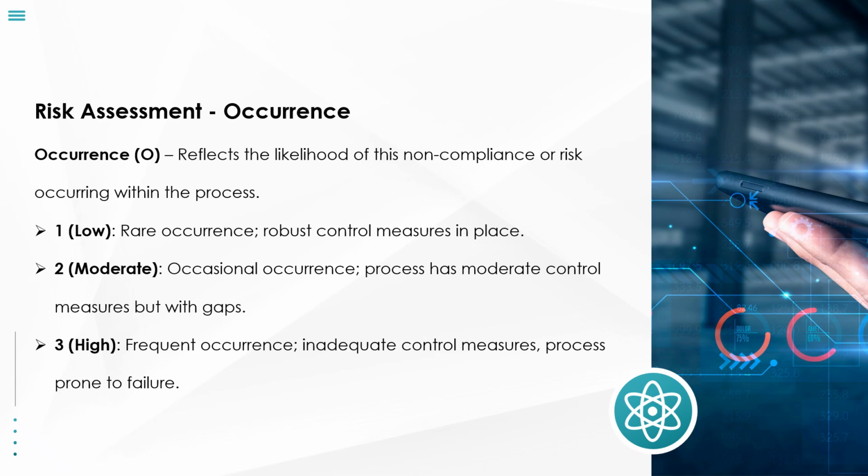And 3 is high occurrence. A high occurrence score means that there is frequent likelihood of failure. In this case, control measures are either inadequate or ineffective, making the process prone to repeated issues. Think of this as a red flag that signals a high risk of non-compliance unless stronger controls are implemented. By assessing occurrence, we can identify which risks are most likely to happen and prioritize efforts to strengthen control measures where they're most needed.